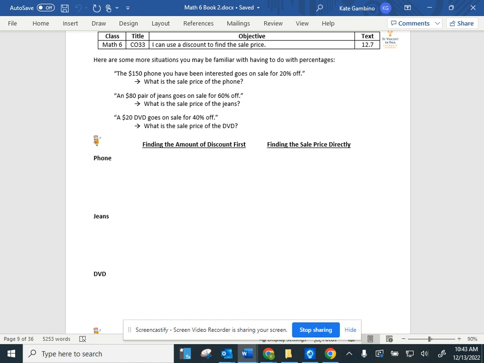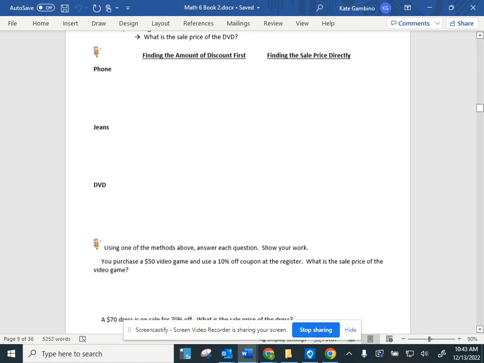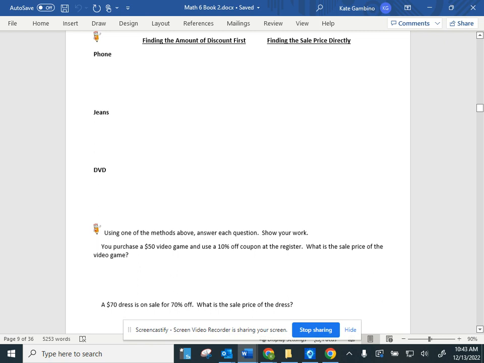So here are ways that we are going to find the answers to this. There are two different methods that we can use. Like we've talked about in the past, sometimes there are multiple ways to get to the same answer, and you're going to use the one that works the best for you. So we're going to go through two different ways to find this out. The first one is finding the amount of the discount first. How much money is that discount taking off? Then we figure out what the sale price is.